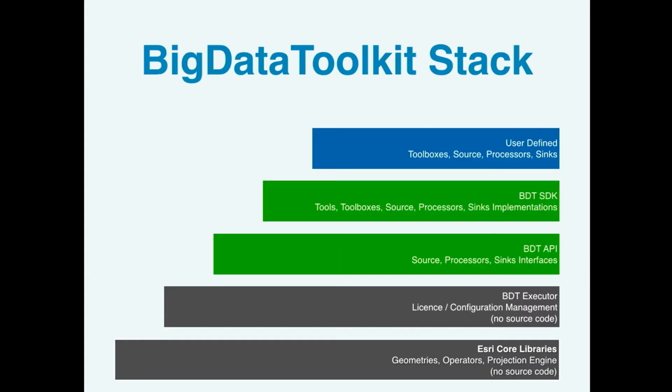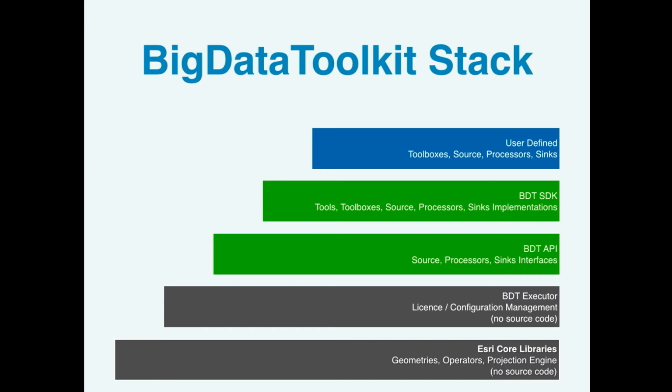The Big Data Toolkit is built on the following stack. Down at the bowels of it is the Esri core geometry library, and you'll notice something very interesting here: no source code. We don't give you source code for that one. On top of it comes the Bdt executor, which is for managing licenses and stuff like that. There's no license manager, but there's a license file that you have to execute.